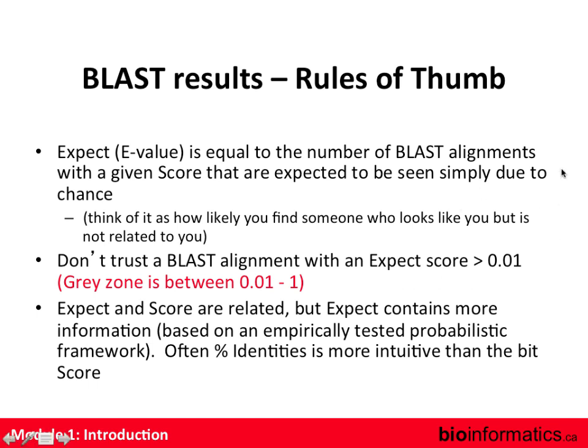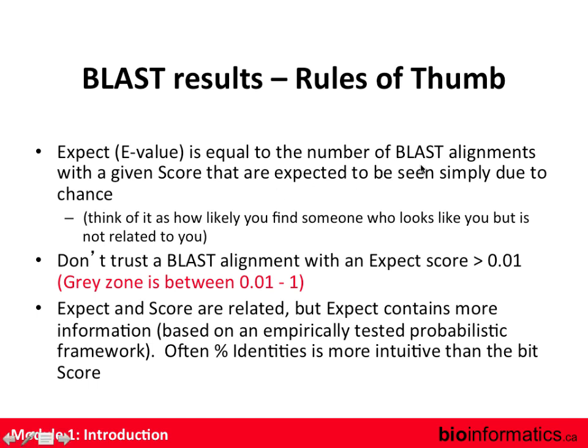This is referring to protein sequence alignment. For DNA, we typically use a much lower E-value cutoff. E-value and score are related, but E-value contains more information. As Rob described, it's based on randomized data sets and the statistical probability framework.